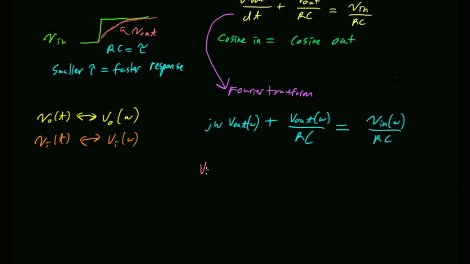Okay. So V out with respect to omega, and then I'm going to factor out j omega plus 1 over RC, equals V in of omega over RC. So far, so good? Have I lied? I don't think so. All right.